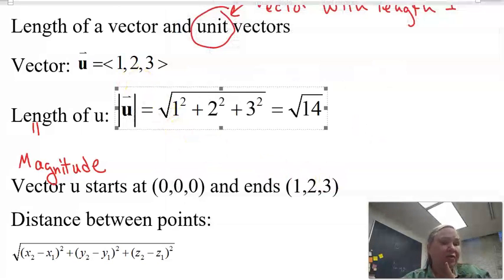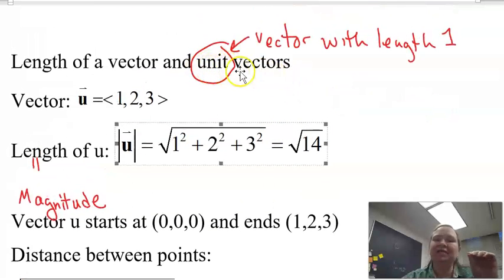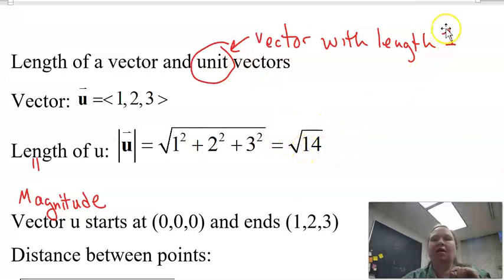Now the other thing that we're going to do is we're going to use that magnitude to make a vector in the same direction of u that is called a unit vector. So I want it to be shorter. Instead of being square root of 14 long, I want it to be 1 in its length.